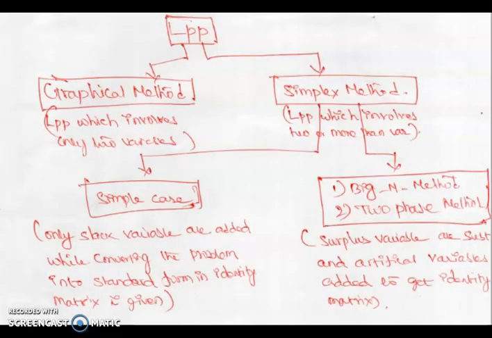Linear programming problems we can divide into two types: one is the graphical method, another is the simplex method. The graphical method is used for linear programming problems which involve only two variables. The simplex method is used for linear programming problems which involve two or more variables. In the simplex method, there are two types of methods. One is the simple case simplex method and another one is the big M method, or two-phase method.